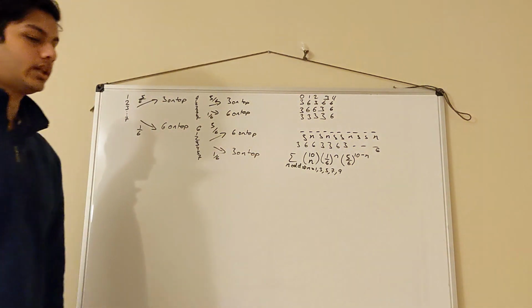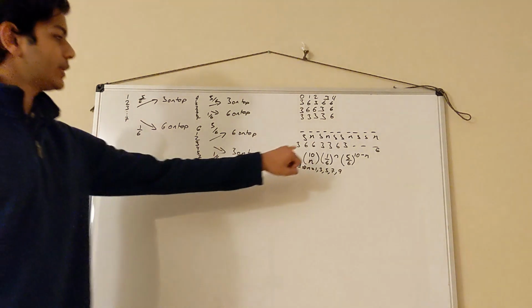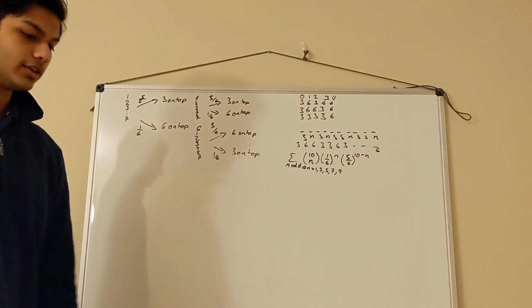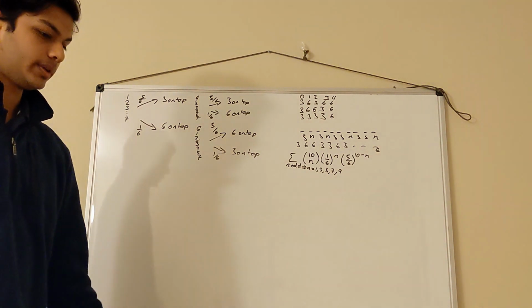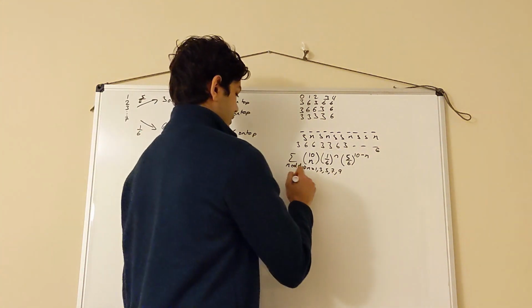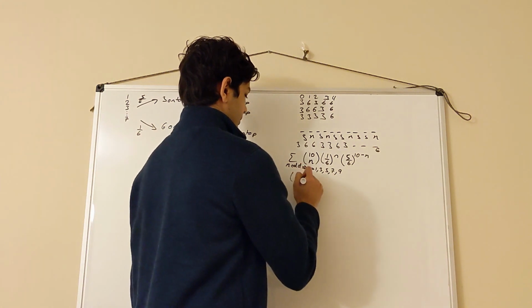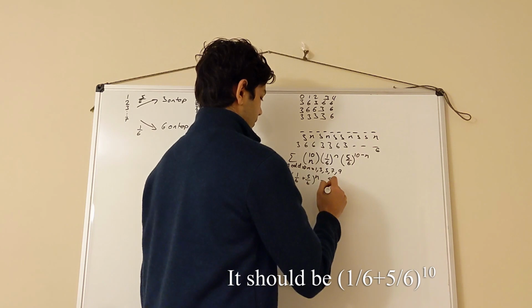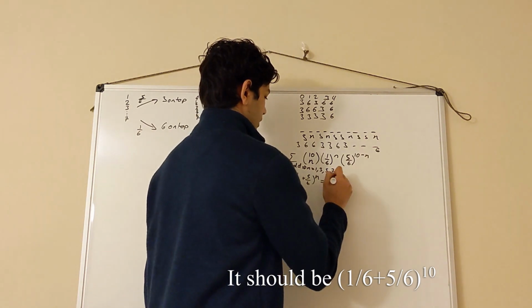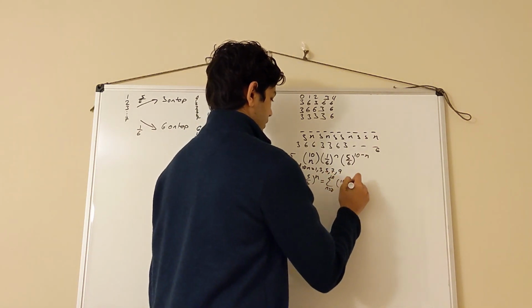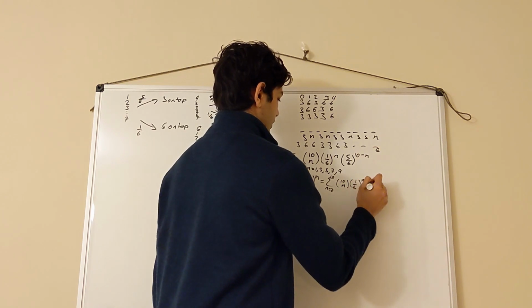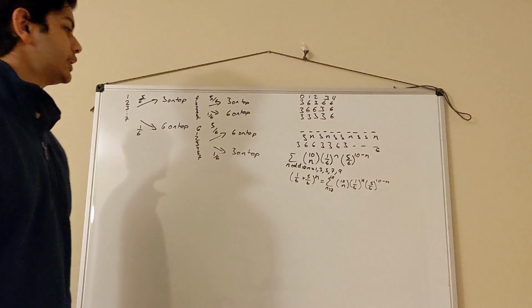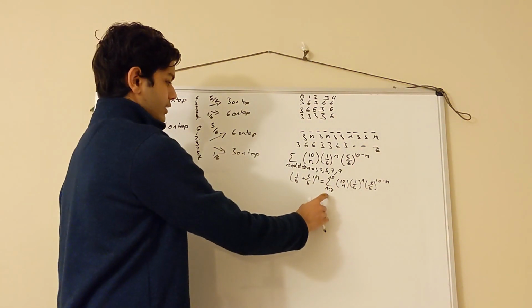Seems kind of messy. Well, notice here that we have 10 choose n, something to the power of n, something to the power of 10 minus n. So that should remind you of the binomial series, like (1/6 + 5/6) to the n. This will be the sum from n equals 0 to 10 of 10 choose n, 1/6 to the n, 5/6 to the 10 minus n.